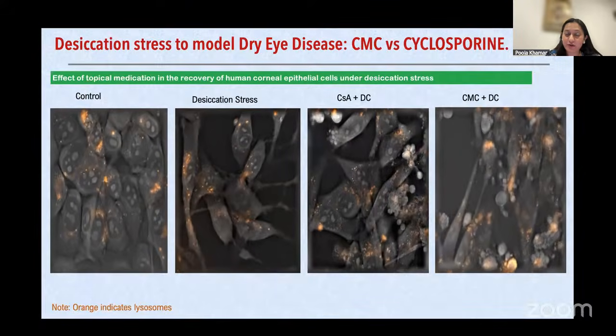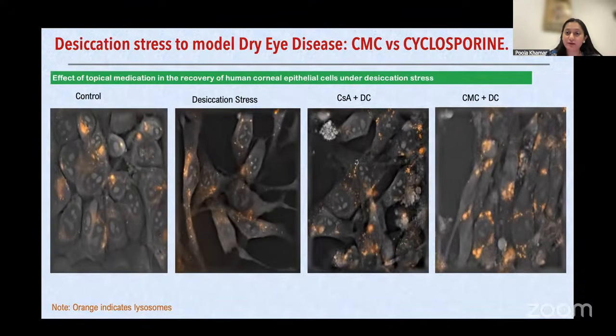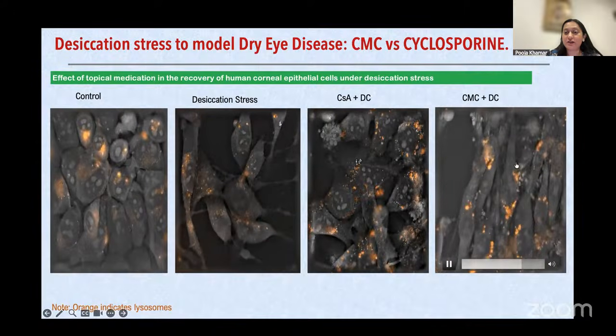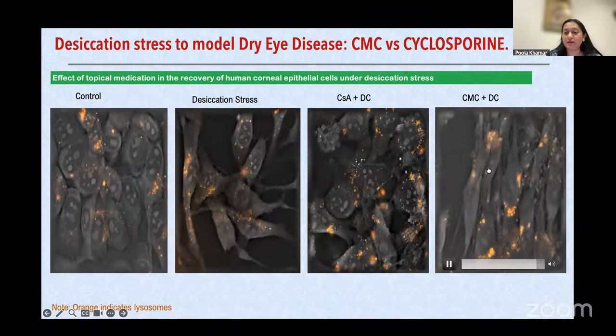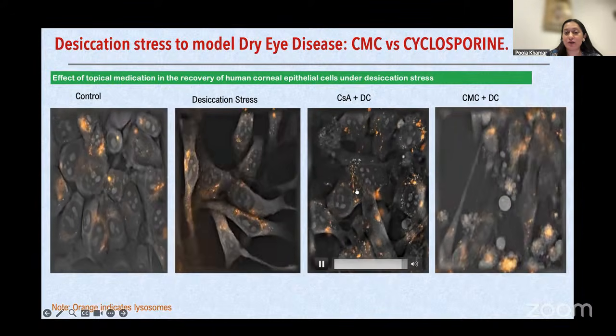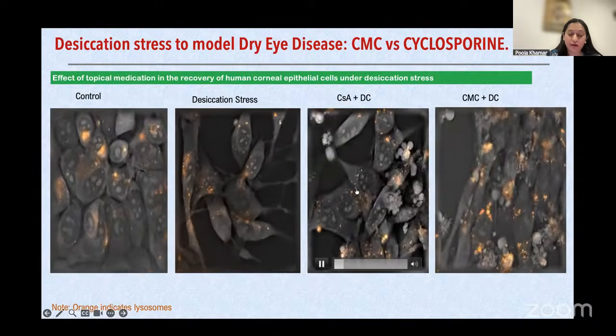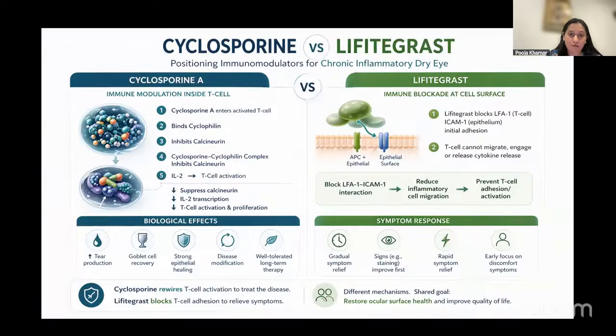And this is again some videos from whole tomography, where you can see that if you just give a CMC drop, the impact of the recovery is not as good as what a cyclosporin would do. And this is just from the desiccation stress model. Now, always a question is about a comparison between cyclosporin and lifitegrast, whether both act on the same thing, when we should give lifitegrast, when we should give cyclosporin, whether one can replace the other or not.